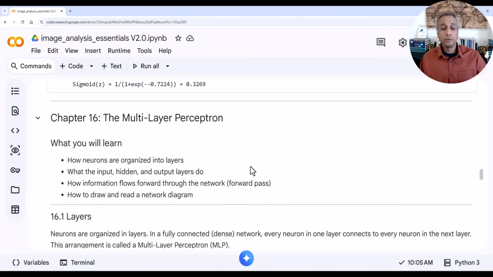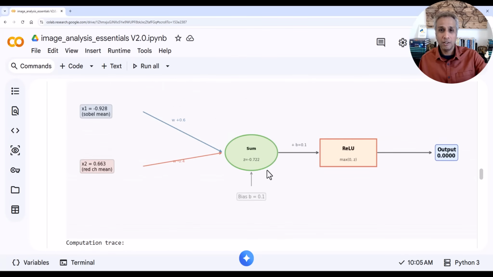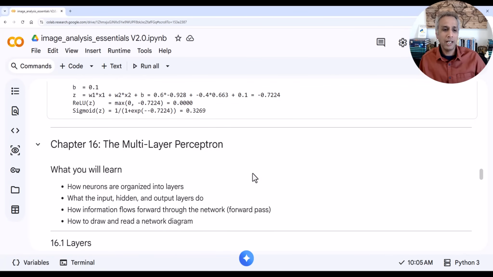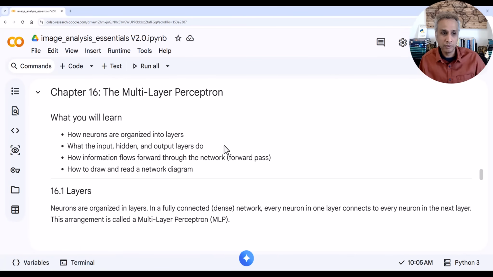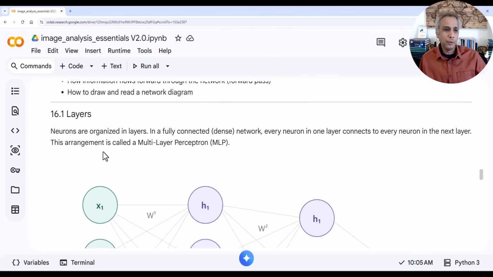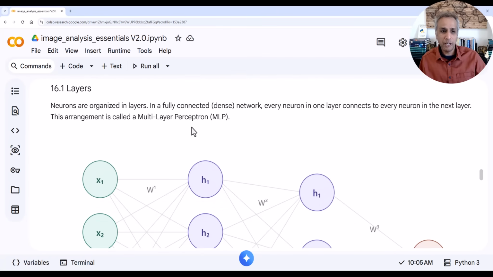Okay, now we understand one neuron. Let's now put a bunch of neurons together. When you do that, it's called a multi-layer perceptron. Neurons are organized into layers in a fully connected dense network. Every neuron in one layer is connected to every neuron in the next layer.